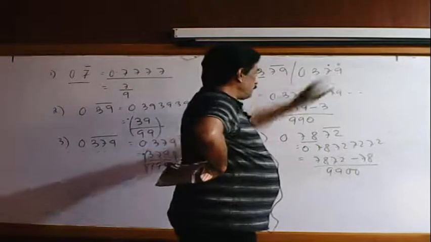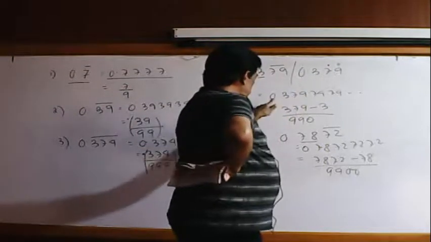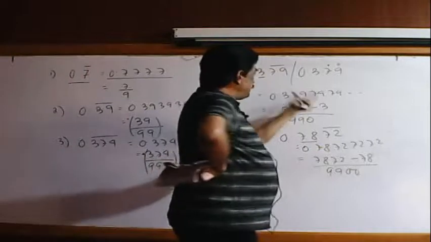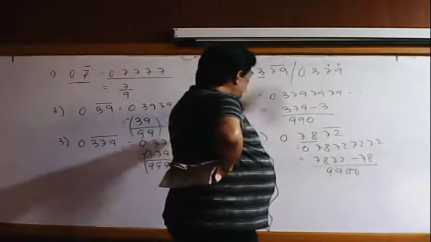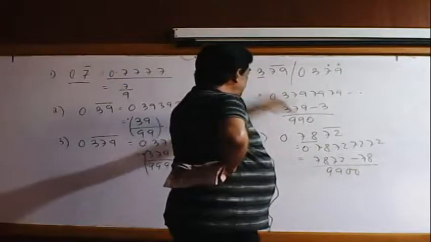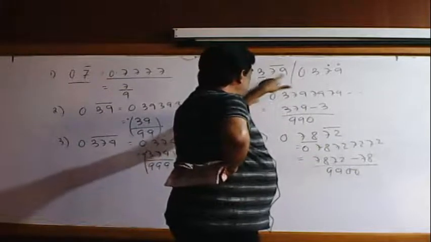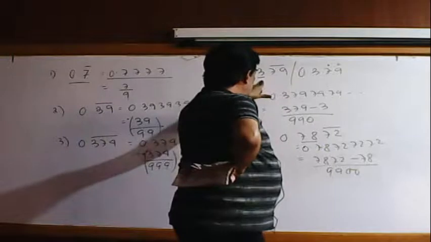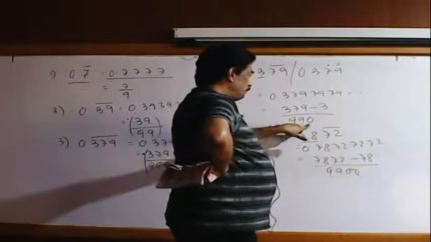0.379 recurring. Ultimately the rule: 0.37, then 79 continuous part. Omit the recurring sign. First of all, write 379 minus the non-recurring digit, which is 3. How many numbers are recurring? 2 numbers, 2 and 9. How many numbers are non-recurring? 1, so 1, 0.